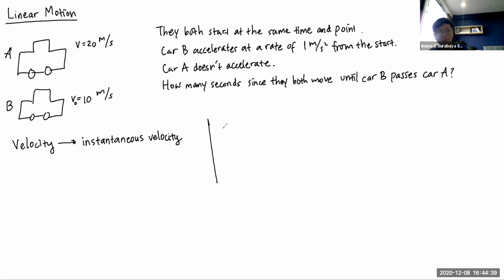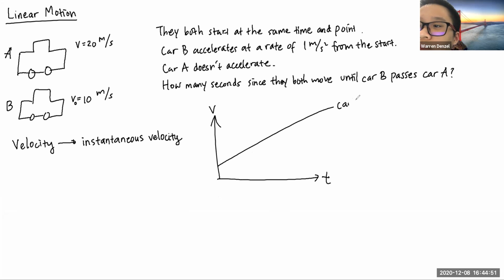Okay, if I draw this graph again, V and T, what does the line look like for B? It will be this, right? Yes. This is for car B. One is 10.